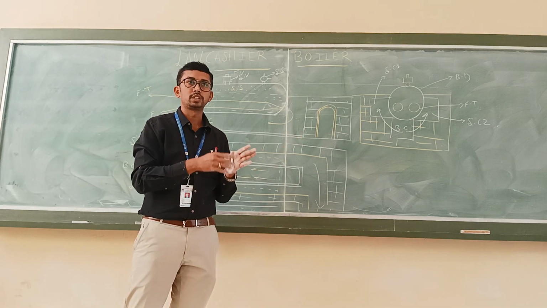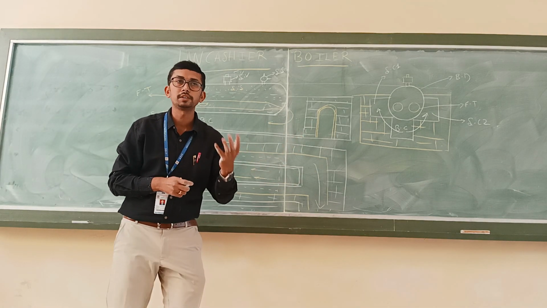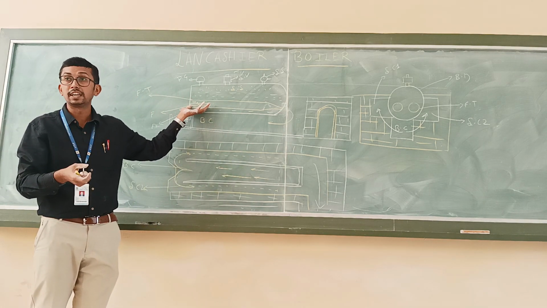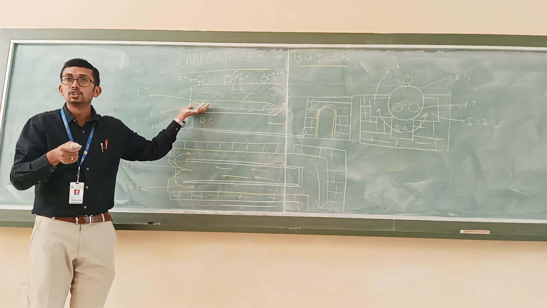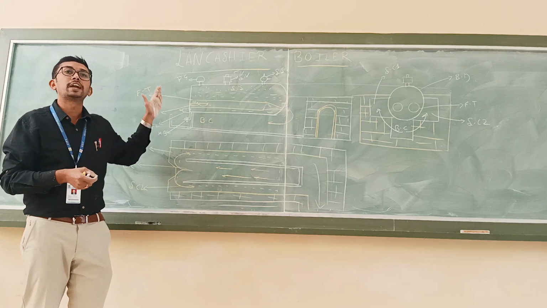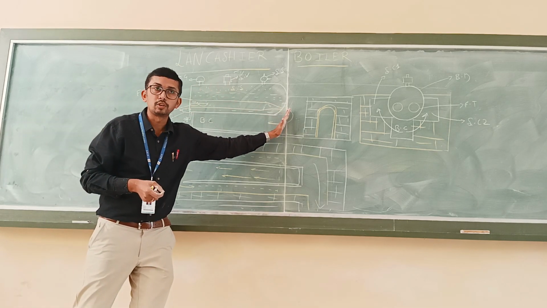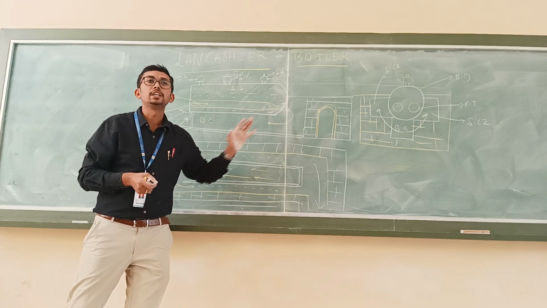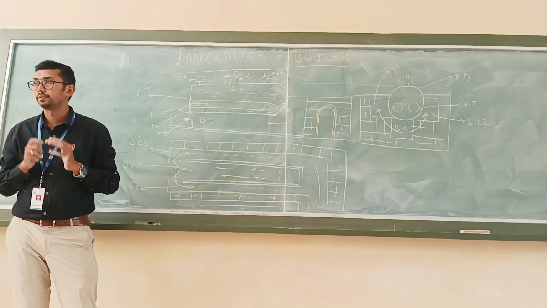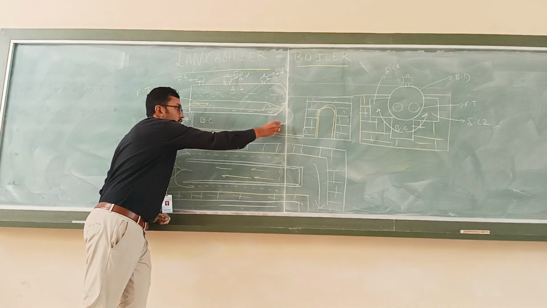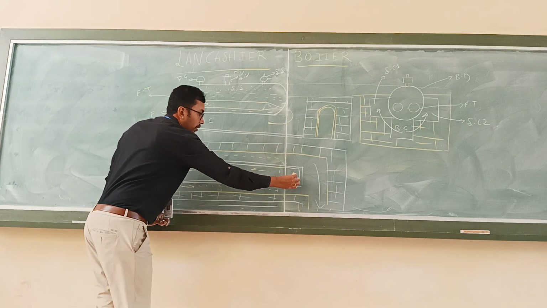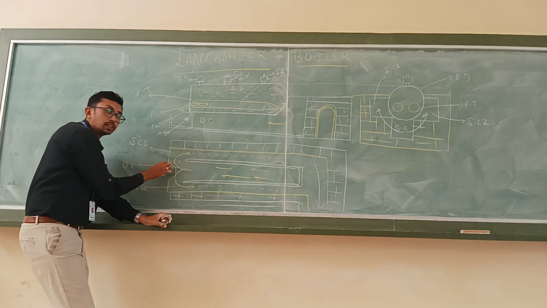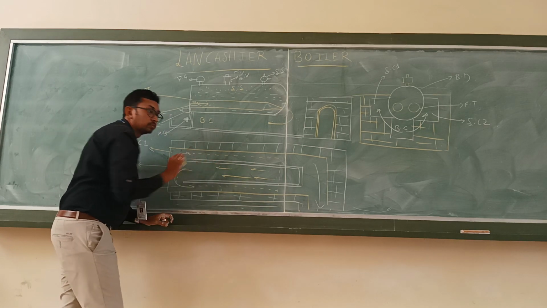Now the working. Once again I am going to repeat the working. How is the working? The hot gases which are generated by the combustion of fuel inside the flue tube move from the front end of the boiler to the rear end of the boiler. While moving from the front end to the rear end, they heat the water surrounding it. Now the hot gases enter the bottom channel. From the rear end of the boiler, they move to the front end of the boiler in the bottom channel.